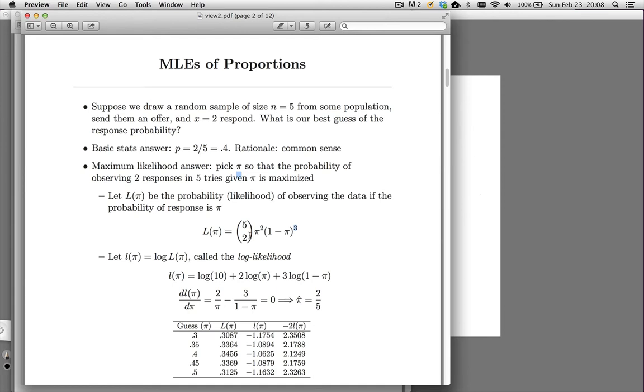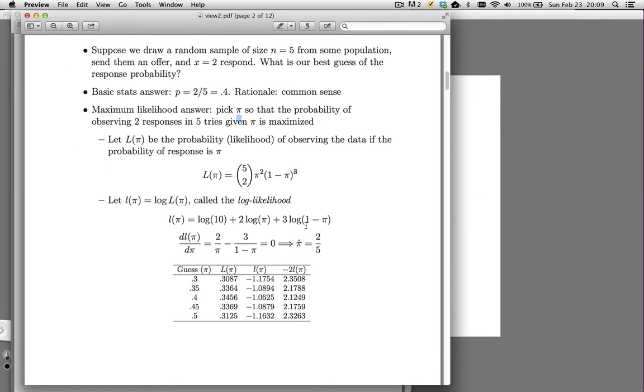To maximize this directly, we'd have to use the product rule, and that would be kind of hard. I mean, it wouldn't be impossible here. In subsequent examples, we'll see we don't want to be taking derivatives of products. So when we take the log, we turn those products into sums. So let's do that. Now notice the value where the maximum is achieved doesn't change at all. The only thing that changes is we don't have to take derivatives of products.